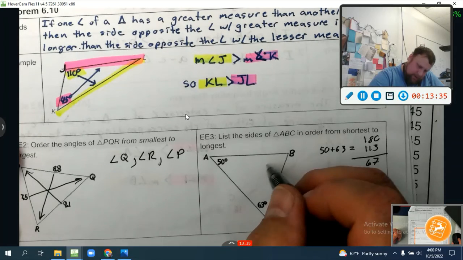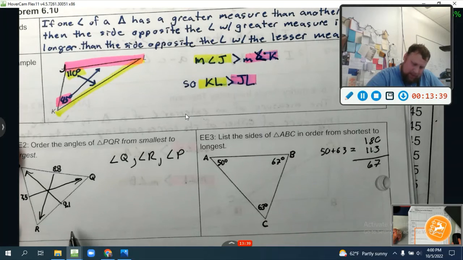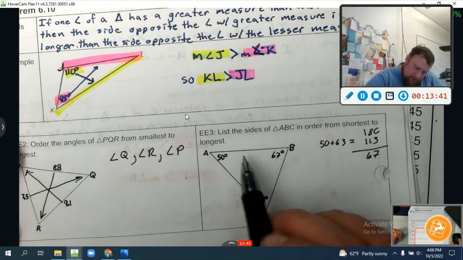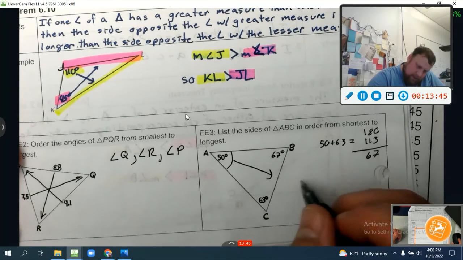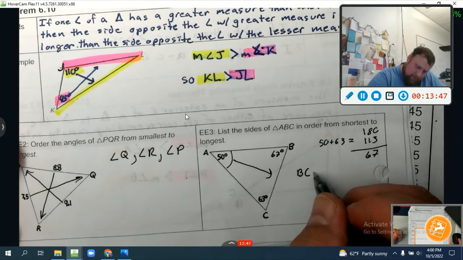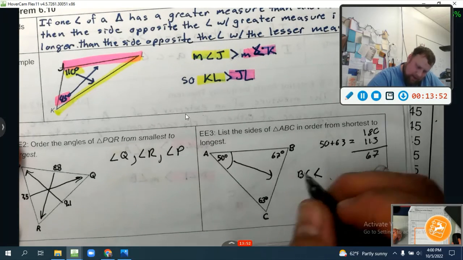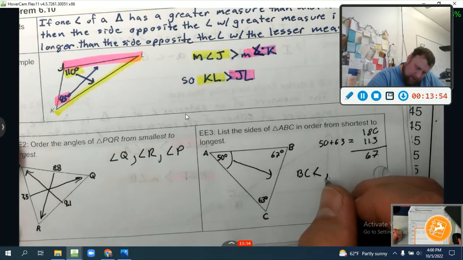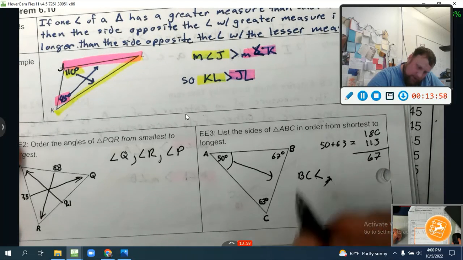And it works similar to this. Let's find the smallest. Does this say from shortest to longest? The smallest angle is 50. Opposite that is going to be the smallest side. So BC is the smallest side. Oh, we should probably do this with inequalities. Or it just says list them. I don't need to do all that inequality stuff. We're just going to say BC is the smallest.